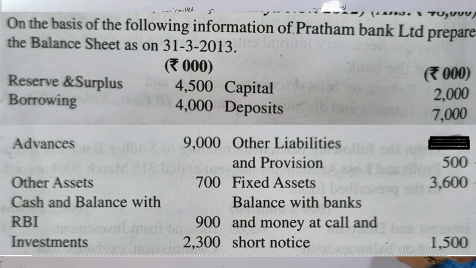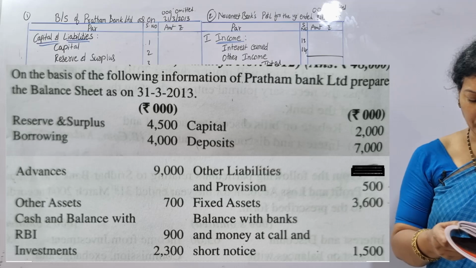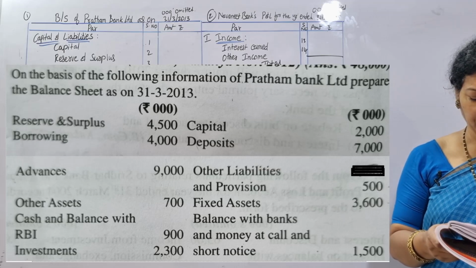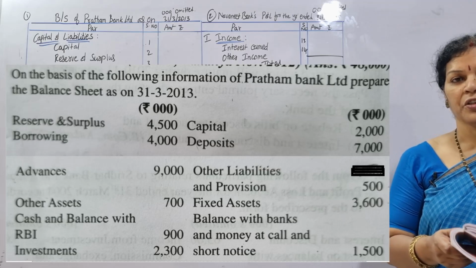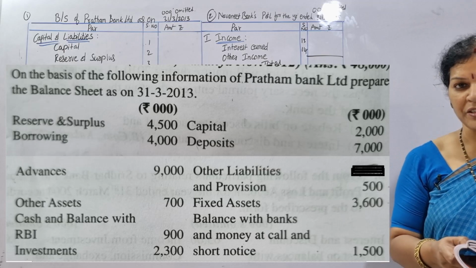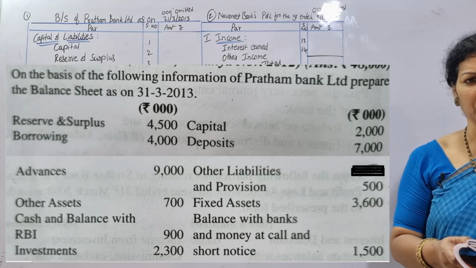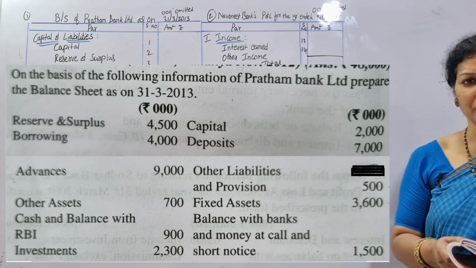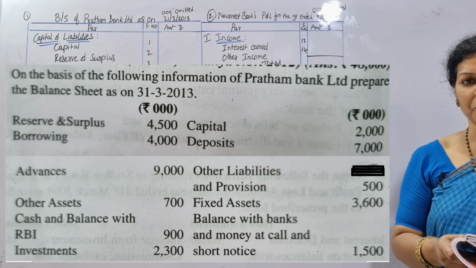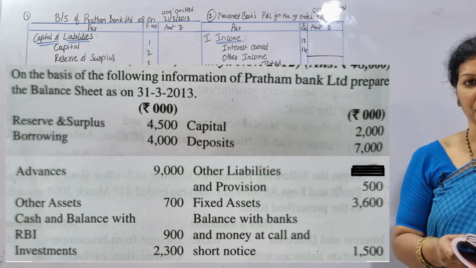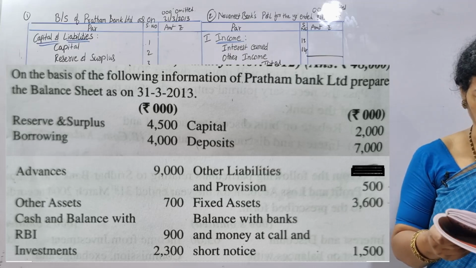The problem is given like this. On the basis of the following information of Pratham Bank Limited, prepare the balance sheet as on 31st March 2013. Balance sheet they are asking us. In balance sheet, how many schedules are there? 12 schedules are there. Liability side 5, asset side 6. And the contingent will be out of the balance sheet, out of the assets and liabilities we can show.